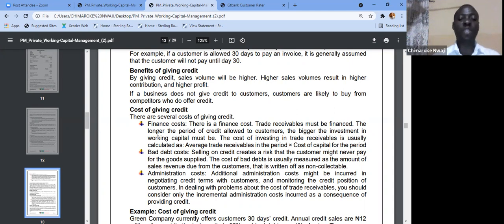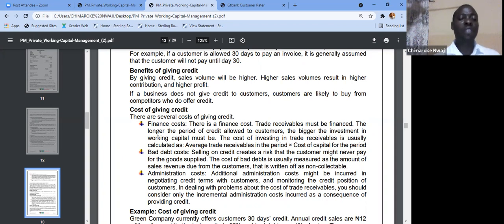Then there is administration costs. Additional administration costs might be incurred in negotiating credit terms with customers and monitoring the credit position. For example, now the person is not paying you, you're telling him, please come, let's look at your books again. Okay, I'm going to give you discounts. The cost of monitoring, going to his office, calling him, come and reconcile his position, come and pay his debt. These are administrative costs. If you have not given out this credit, you won't be doing all of that.